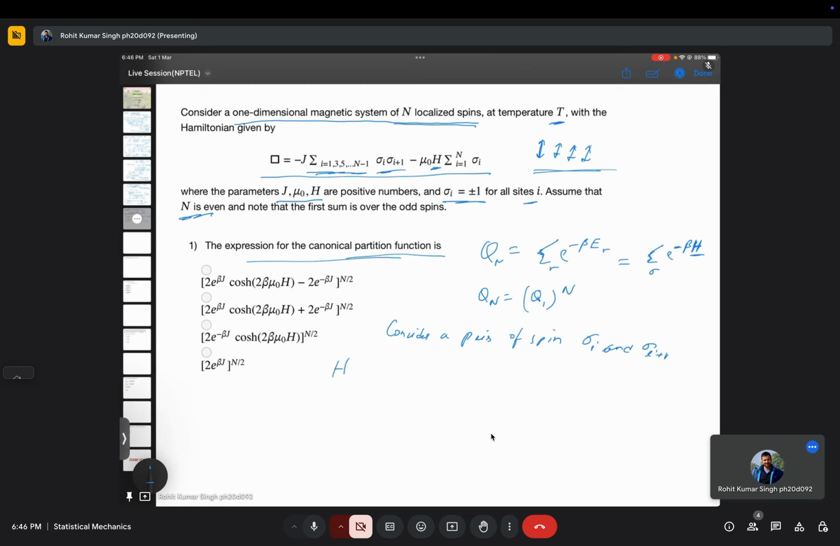And if you just write the Hamiltonian for this pair, the sum will go away, so minus J sigma i sigma i plus 1. We are writing the Hamiltonian for just one pair, not summing over all the pairs. And we have to sum over the two pairs that we are taking here. Is it fine? For a single pair, this is the Hamiltonian, right?